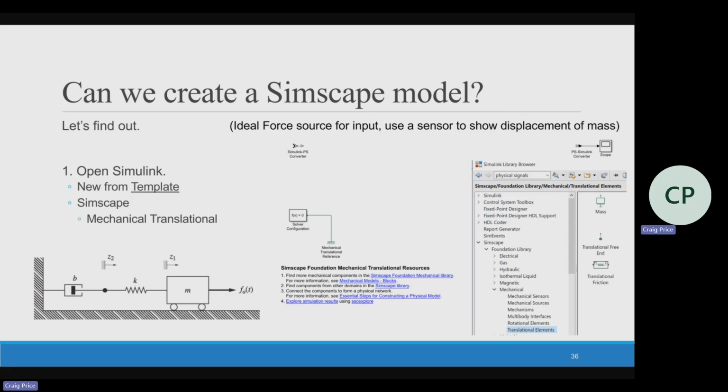Oh, okay. So in the Foundation library, there's something called mechanical sensor. That's going to give you a displacement, so you can find a displacement sensor. You can also look for sources, mechanical sources. You can find a force source, and so by connecting it to the various things, we can actually get it to start moving.